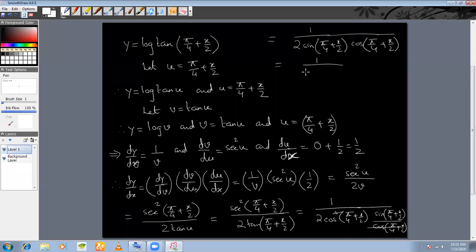So this by multiple angle formula becomes sine 2 theta, isn't it? Sine twice (pi by 4 plus x by 2). So this becomes 1 by sine (pi by 2 plus x), which is 1 by cos x, which is nothing but sec x. So sec x is your ultimate answer.